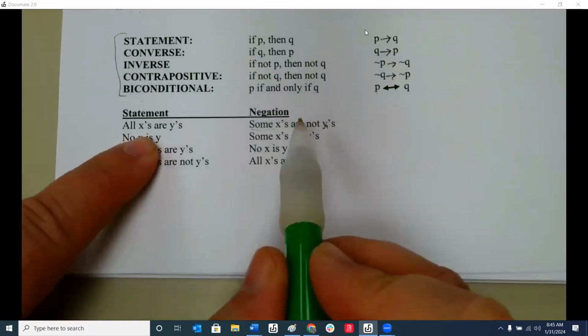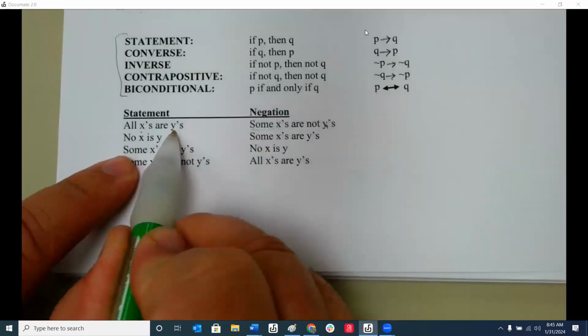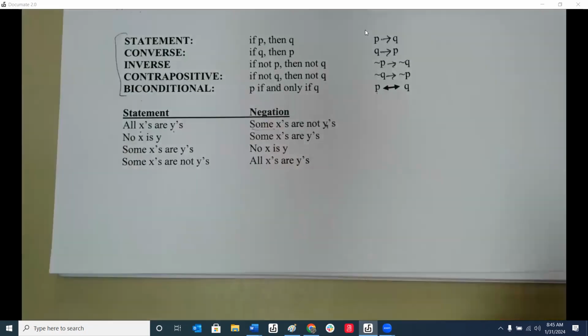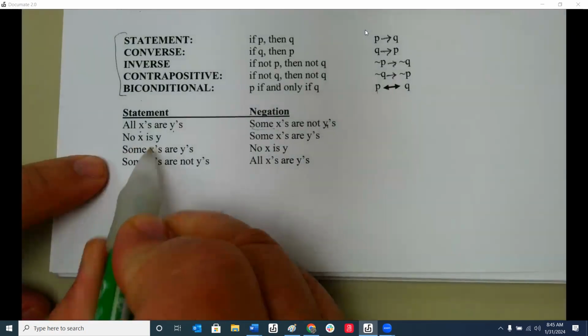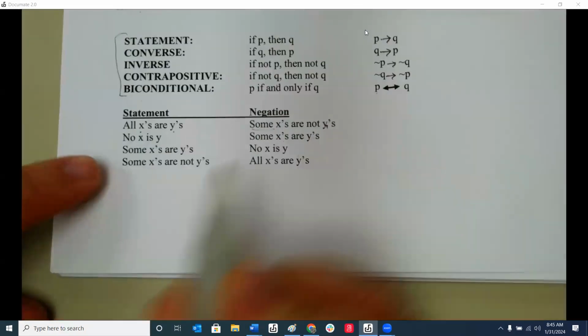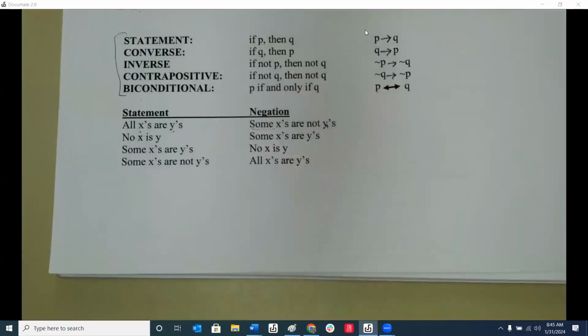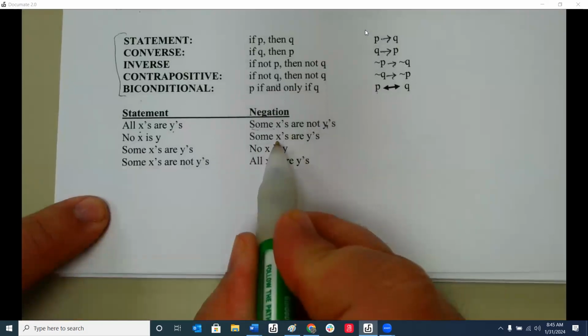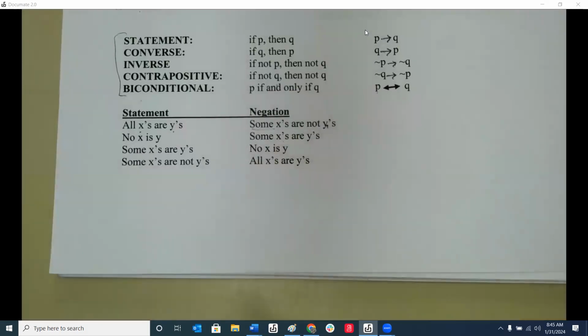You see the difference of the two? This one says all x's are y's. If at least one x is not a y, that's a negation of it. You've just disproven it. No x is y. Some x's are y's. This one says absolutely no x's are y's. All it takes is one. Instead of some, we say if at least one. That's instead of some, you can put at least one, but less than all.